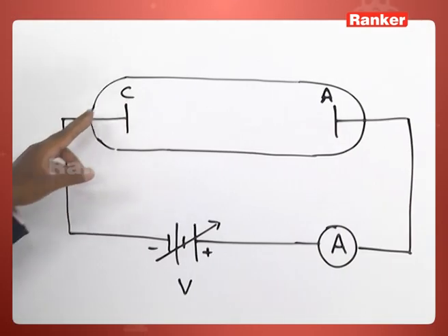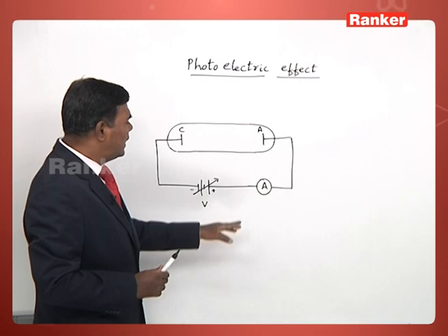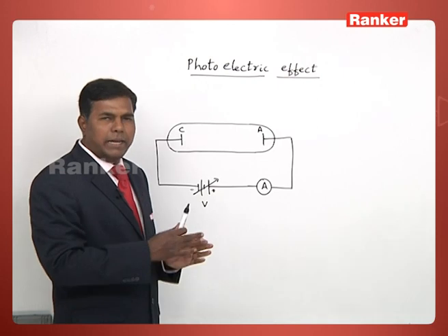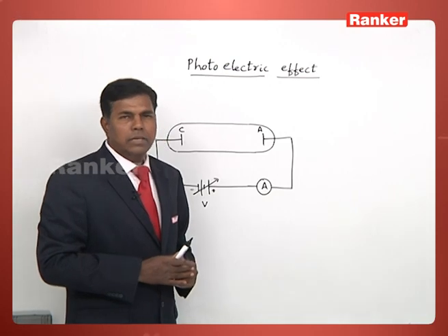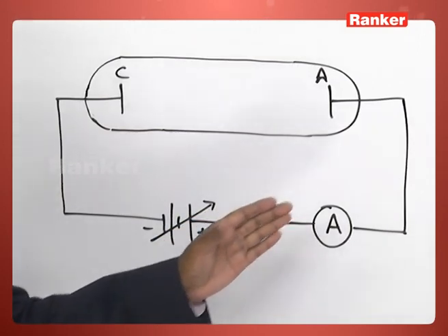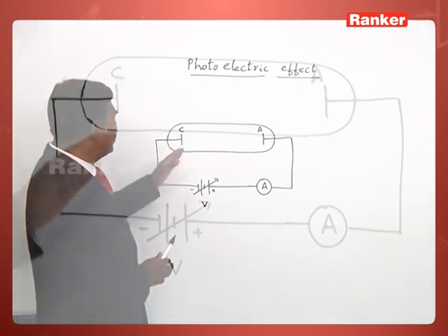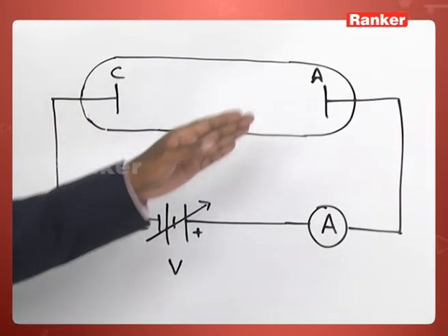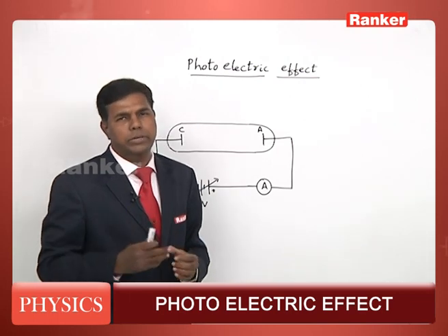Now, we are connecting an external variable battery power supply between the two terminals, and there is an ammeter also connected in the circuit to see a deflection when a current passes through the circuit. That is how the experimental arrangement is. Initially, there is no current in the circuit, and you cannot see any deflection in the ammeter, because even though there is a battery connected in the circuit, you have a clear gap between the cathode and anode. There is a vacuum between them, and the circuit is open. You cannot expect any current in an open circuit.